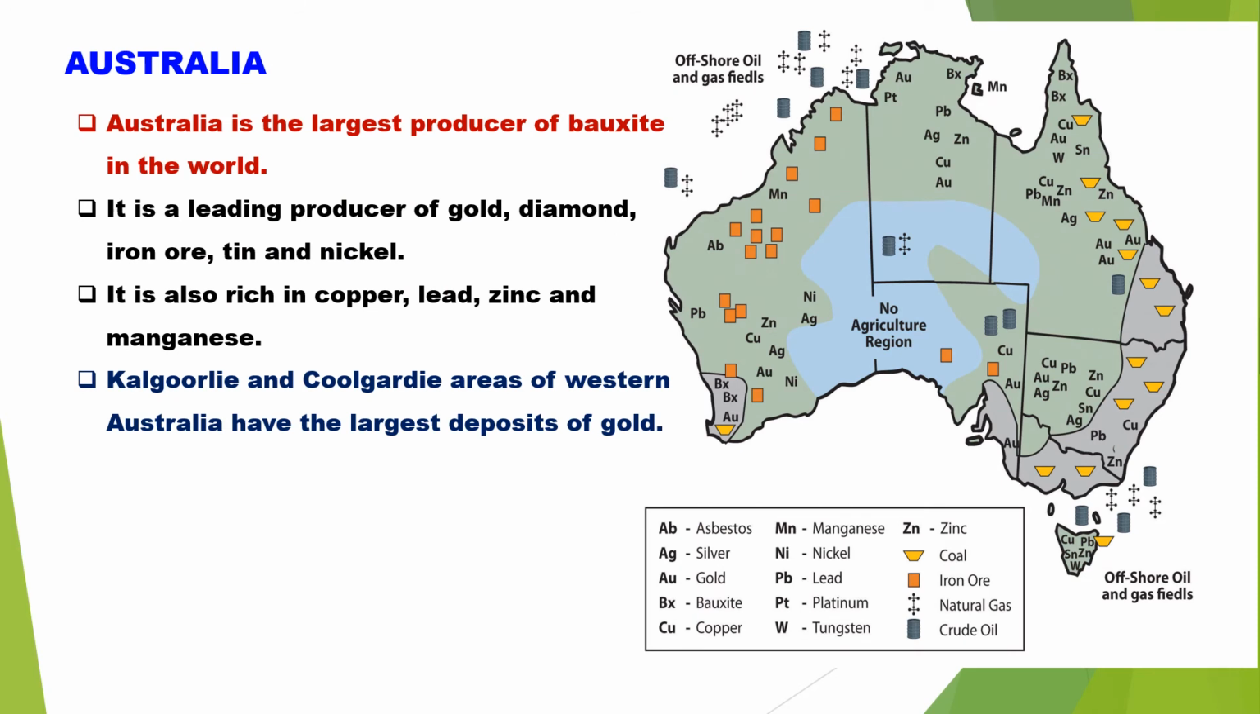When you speak about Australia, you all know that Australia is the largest producer of bauxite in the world, just as India is the largest producer of mica, and it is also a leading producer of gold, iron ore, tin, and nickel. The areas of Western Australia like Coolgardie and Kalgoorlie have the largest deposits of gold.